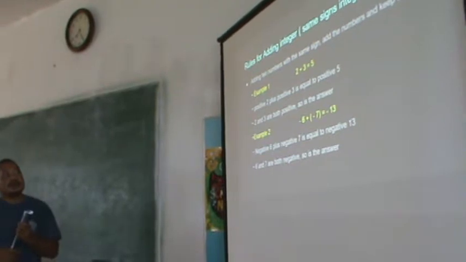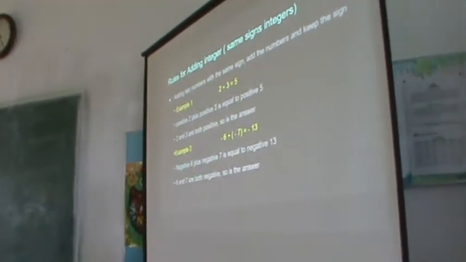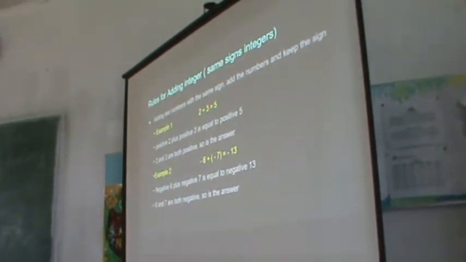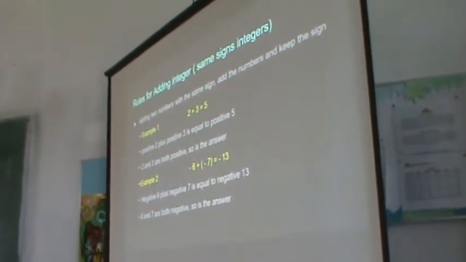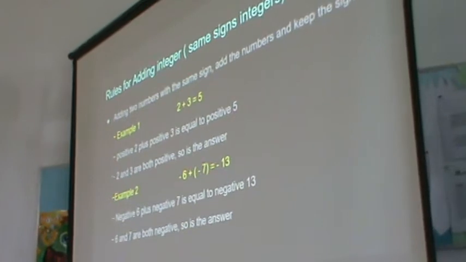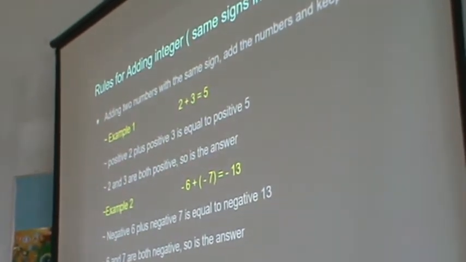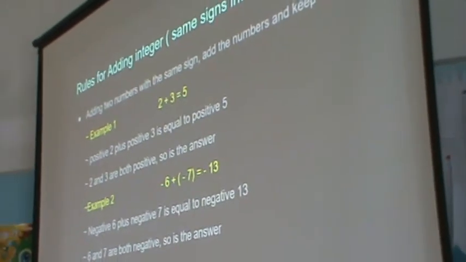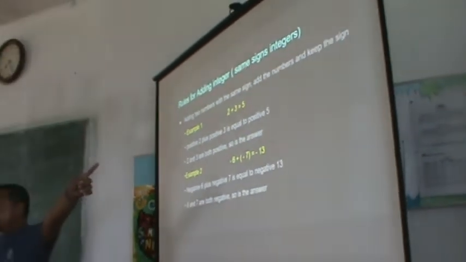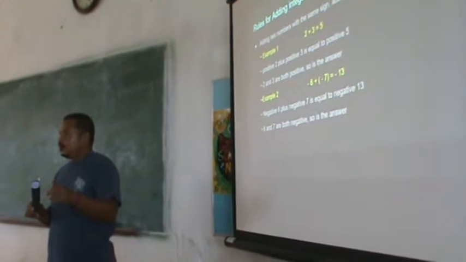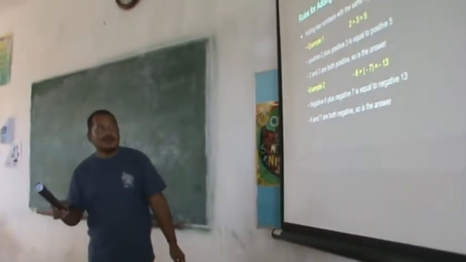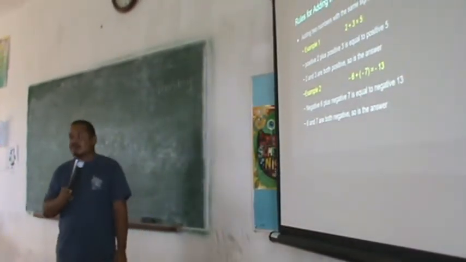Okay, the first bullet says, adding two numbers with the same sign: add the numbers and keep the sign. Meaning if a positive number plus a positive number, just add them out and the answer will be what? Keep the sign. So negative 2 plus negative 3, you add them out: negative 5. Very good. You just add them out and then keep the sign.